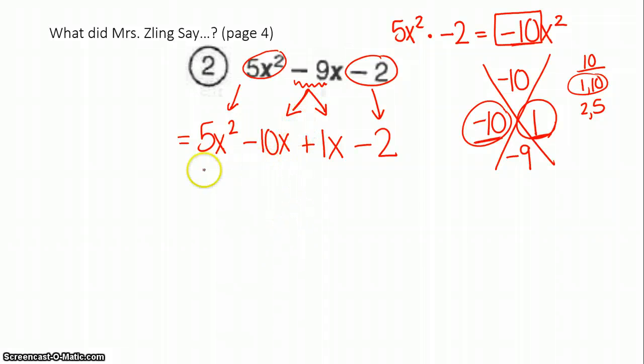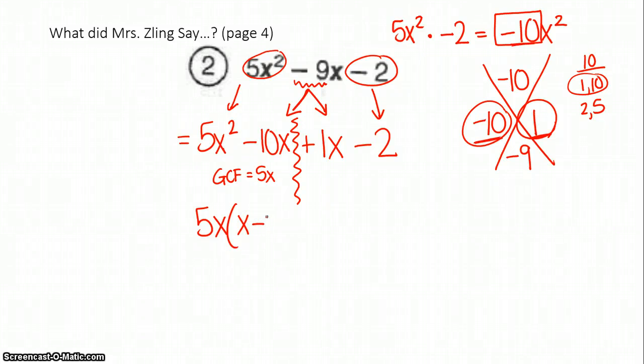So now we have 4 terms, so we can factor by grouping. In the first group, the GCF is 5x. So I'm going to leave 5x times, and to get back to that original binomial, I'm going to have x to get back to 5x squared and minus 2 to get back to negative 10x.